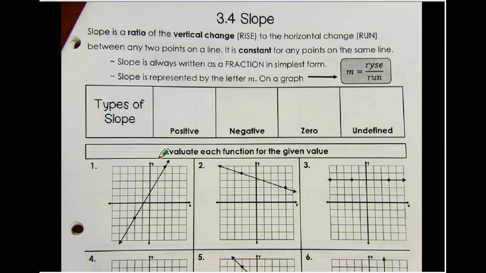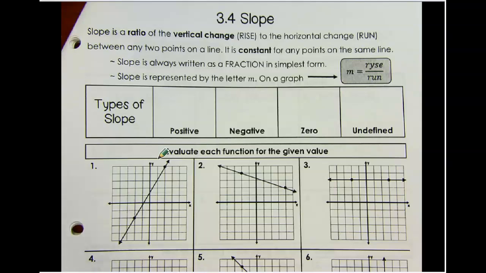So the definition of slope is that it's a ratio of the vertical change, or the rise, to the horizontal change, or the run, between any 2 points on a line. It is a constant ratio for any points on the same line. So no matter which 2 points you pick, the slope's going to be the same if those points are on the same line. Slope is always written as a fraction in simplest form.